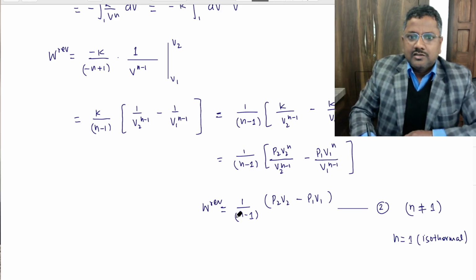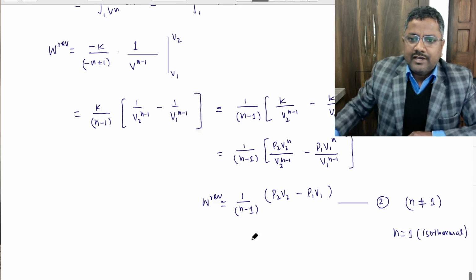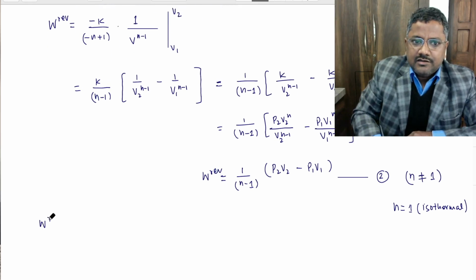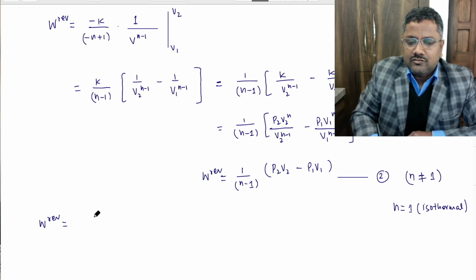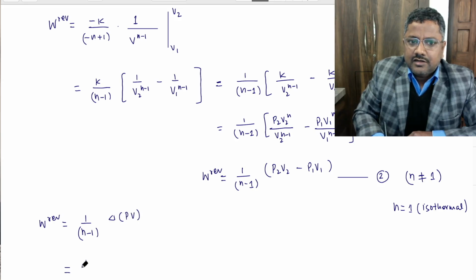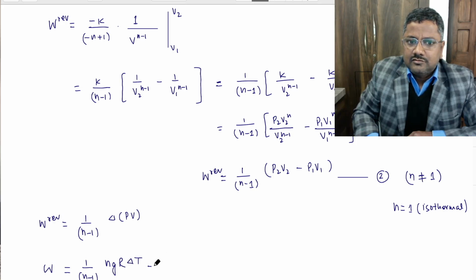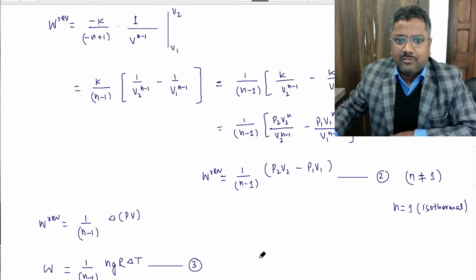Right? So one more form we can write here: W reversible is equal to 1 by n minus 1, and this you can write delta PV, and here you can write n minus 1. This is equal to, you can write nR delta T. So this is also a formula for the calculation of work in polytropic process.